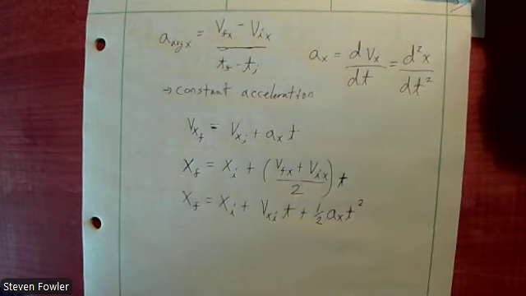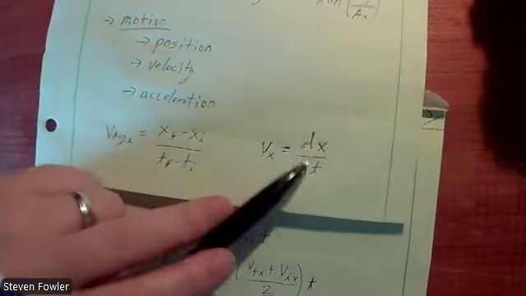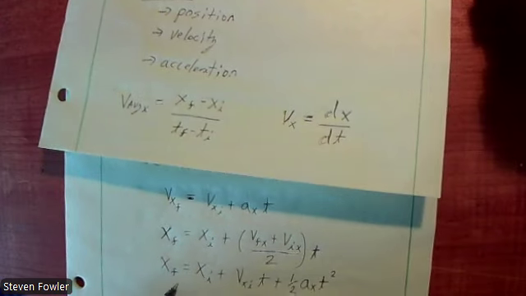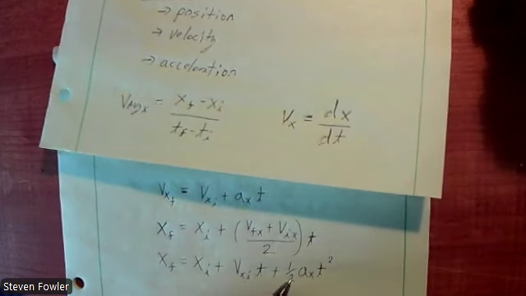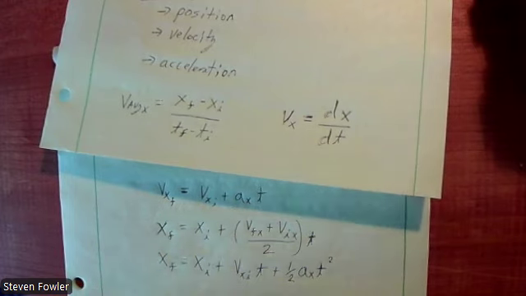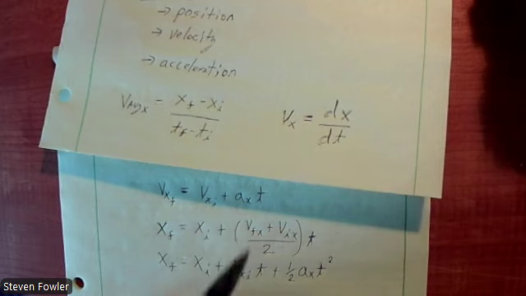Now, if you notice, again, we said up here earlier, velocity is the derivative of x. And so if I take the derivative of this function down here, notice I get this function right here. The derivative of x final is going to be the velocity x final. The derivative of x initial is going to be 0, since this is a constant. The derivative of this is that, and the derivative of this becomes that.